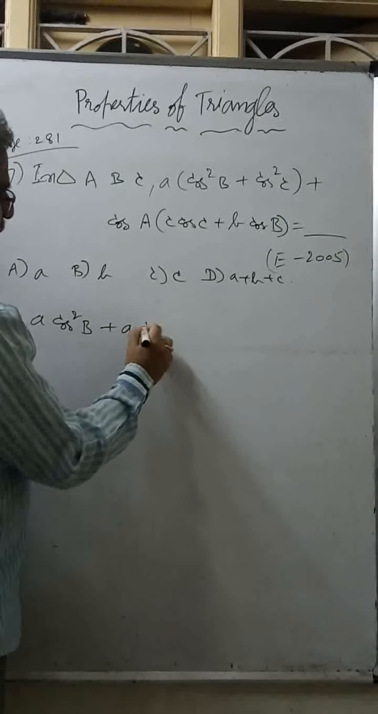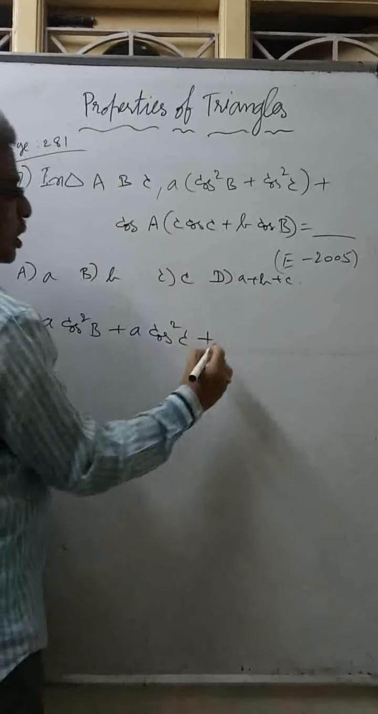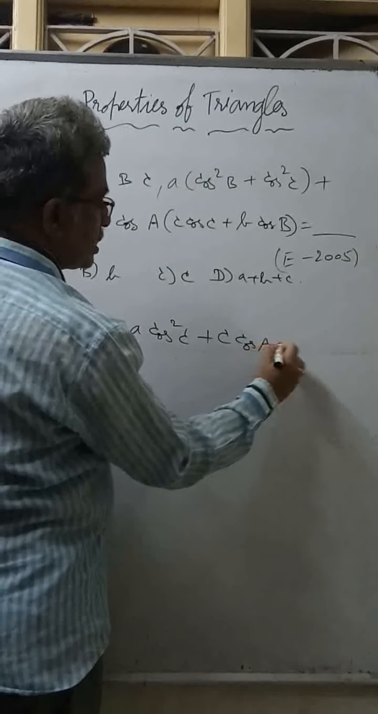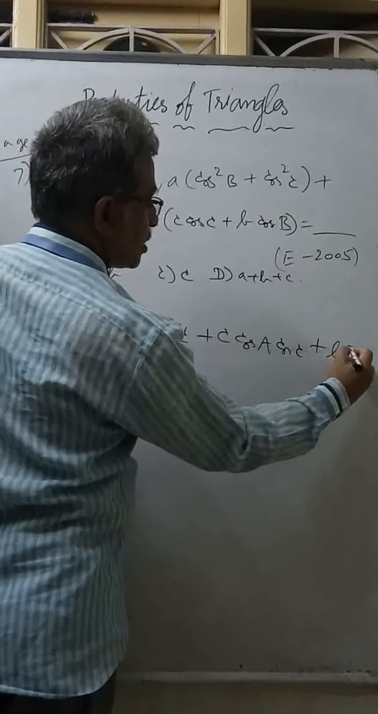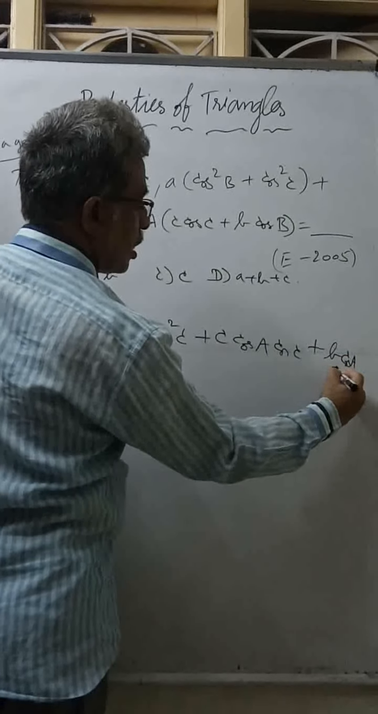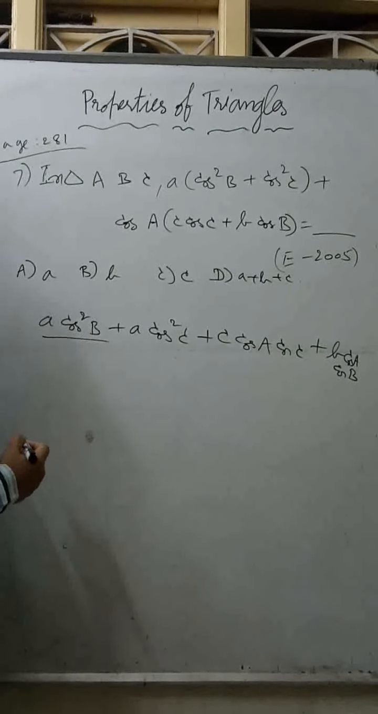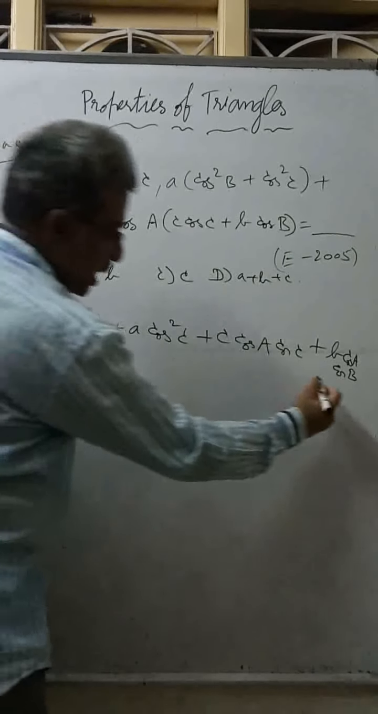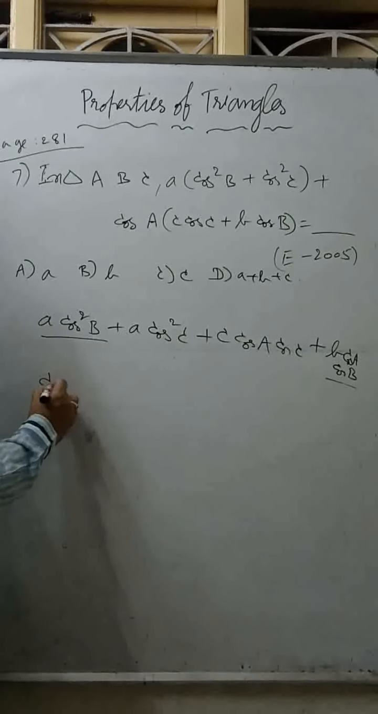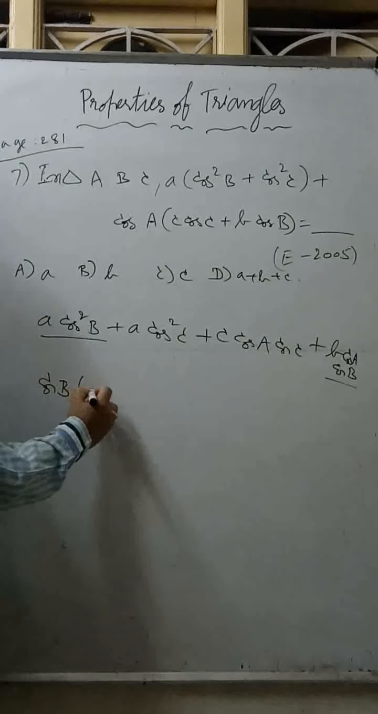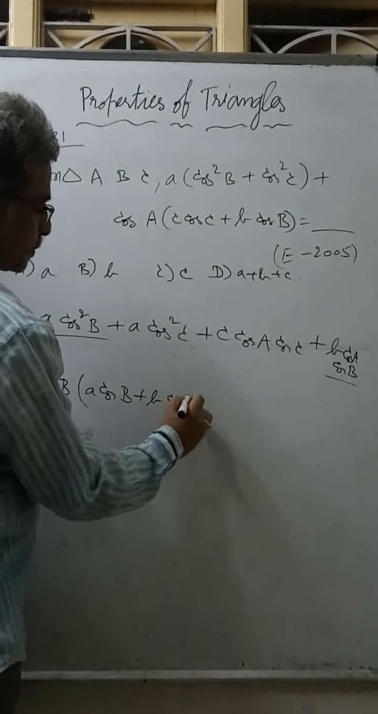plus a cos²C plus this is c into cos A into cos C, c cos A cos C plus b cos A cos B. Now from a cos²B and b cos A cos B, I can take cos B common from both. So if I take cos B common, left out here is a cos B plus b cos A in that.